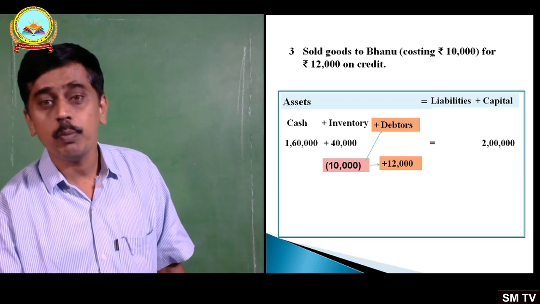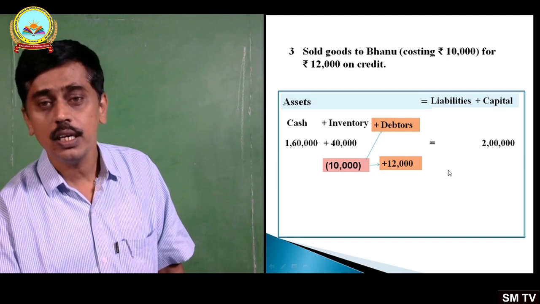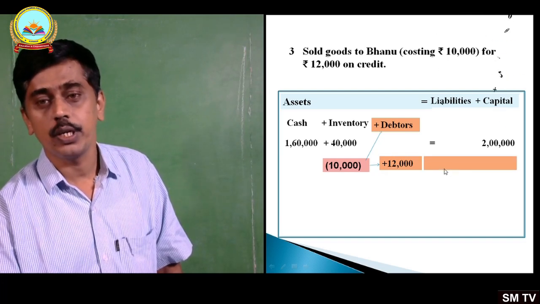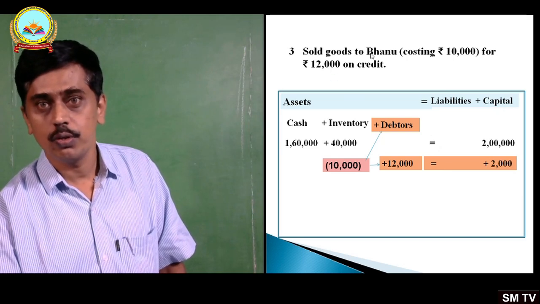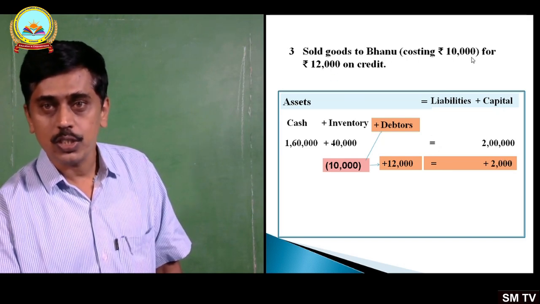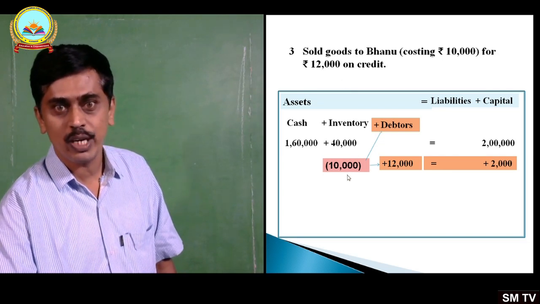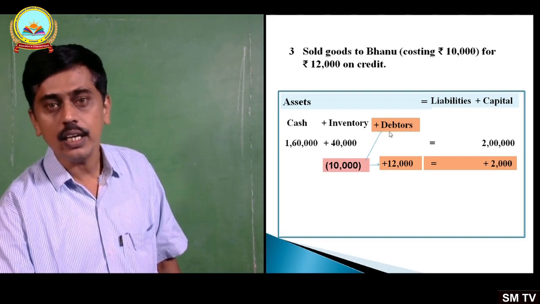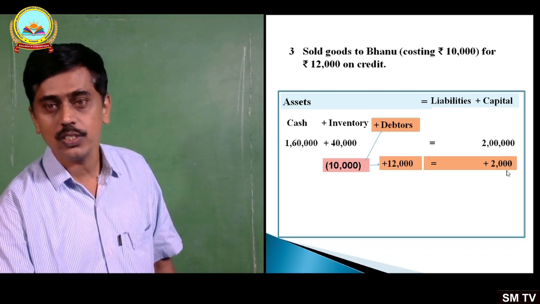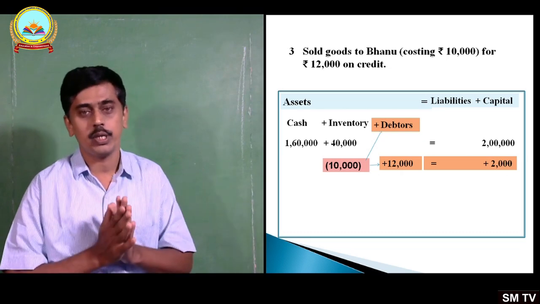And that profit belongs to whom? Profit belongs to the owner. So it should be added to capital. This is how the transaction is to be analyzed. Sold goods to Banu worth rupees 10,000 for rupees 12,000 on credit. So inventory reduces by rupees 10,000. Debtors, new entry to the assets, that is 12,000 rupees. The 2,000 rupees difference is profit, and that profit should be added to the capital, isn't it?